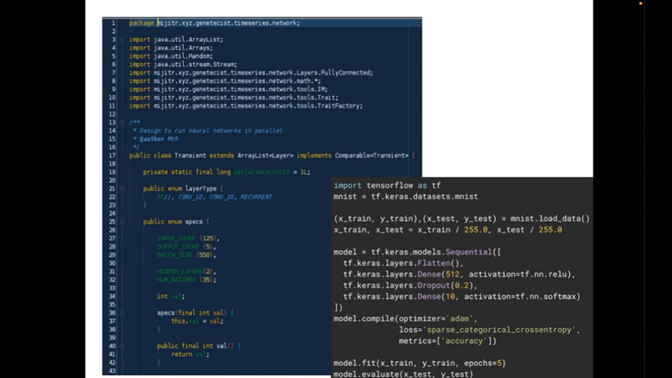All right, so here are two examples of a Java machine learning program and a Python machine learning program. As you can see on the top lines, the image on the right is using TensorFlow, which is a Python library, and the one on the left is using a Java library.